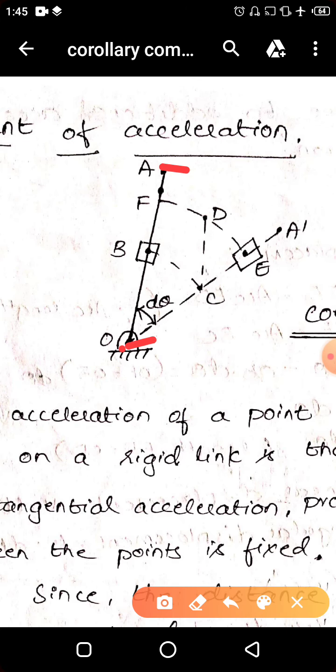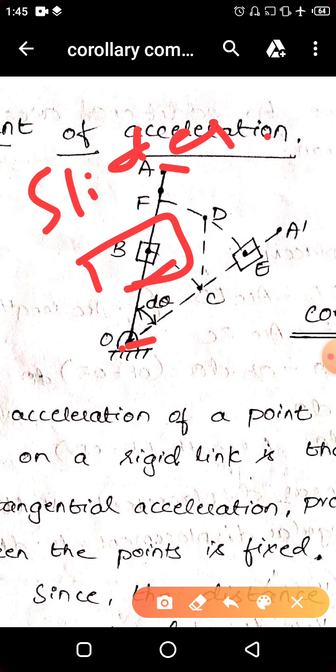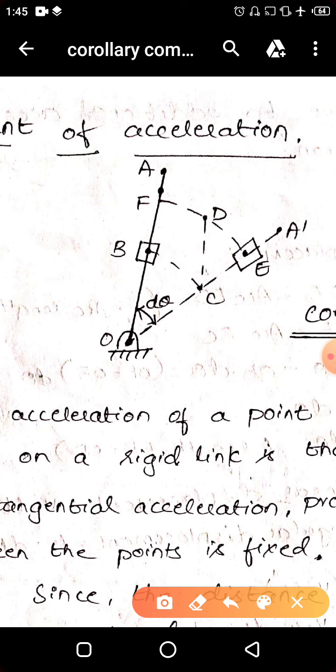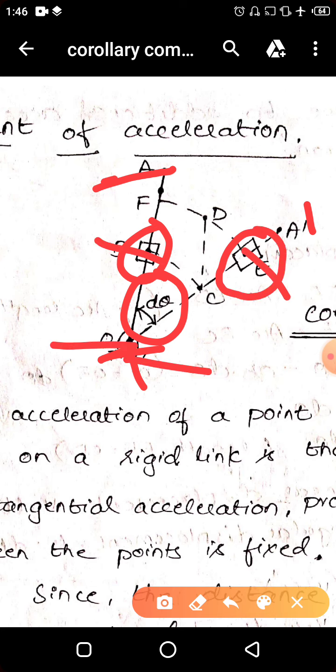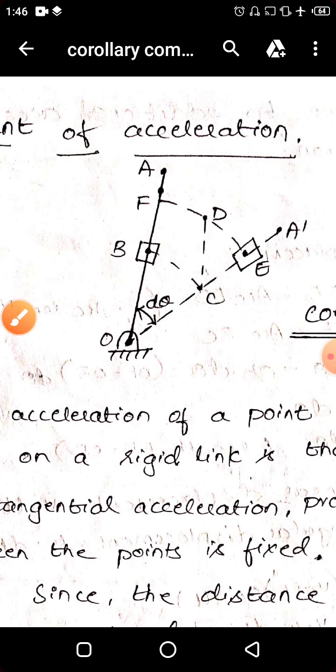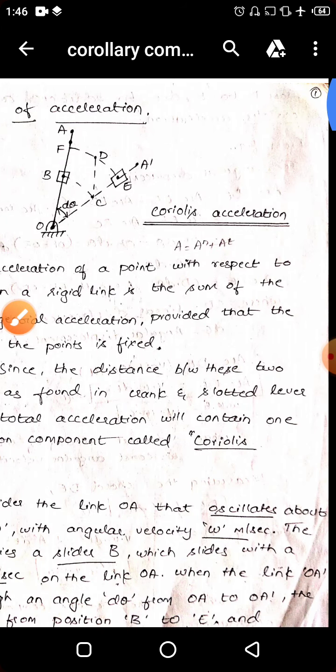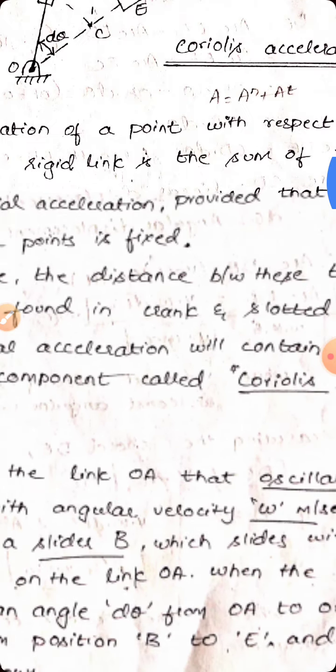Now we have this binary link OA. On this binary link OA, we have this point B where the slider is resting here. Now slider is located at the point B here. Now this binary link OA is assumed to have a displacement d theta here. Now after having the displacement d theta, the binary link OA moves to a new position OA dash. Now the same point B which was on the binary link OA is assumed to move to the new point E here, such that the distances OB and OE are unequal here. Now such a point is assumed to have the third component of acceleration called the corollary component here.